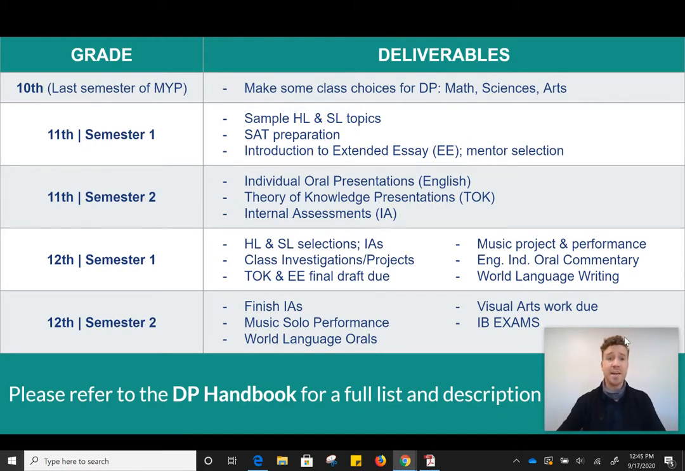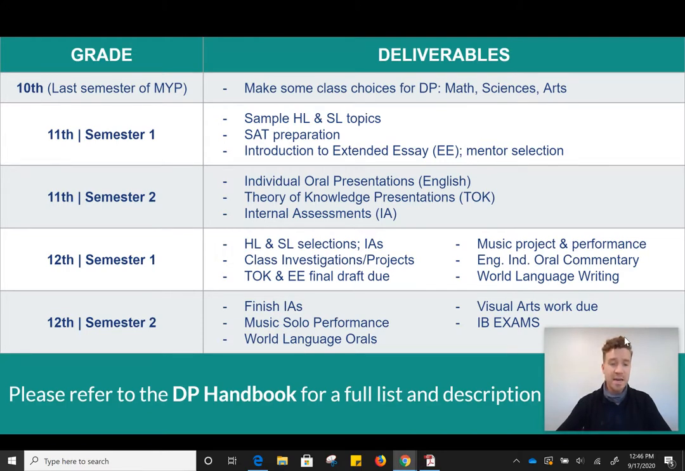You'll continue your SAT preparation, and you'll be introduced to the extended essay. You'll be paired with a mentor, a staff member, a teacher here at school who will help guide and mentor you through that extended essay process. In your second semester as 11th grade, you're going to give your individual oral presentations, and you are going to be working on producing and sharing your theory of knowledge presentation. You're going to have some IAs that start at the end of your 11th grade and continue on into your 12th grade.